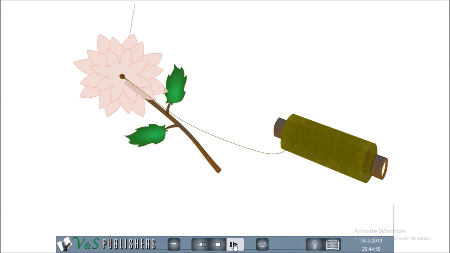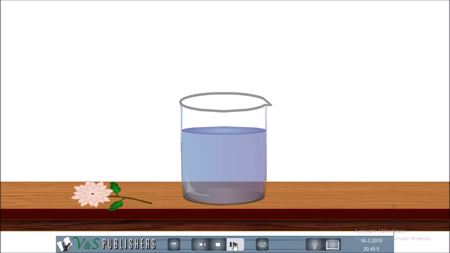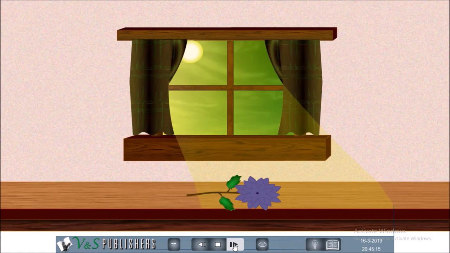Now take about 20 grams of cobalt chloride from a chemical supplier or from your laboratory and make a strong solution of it in water. Dip the blotting paper flower in the solution. Then put the flower in a warm place to dry. Now your weather indicating flower is ready for use.